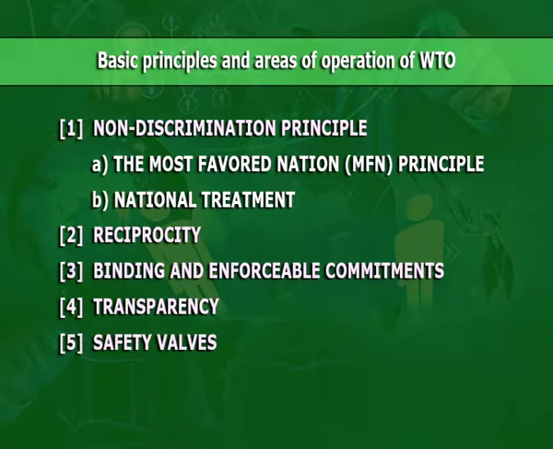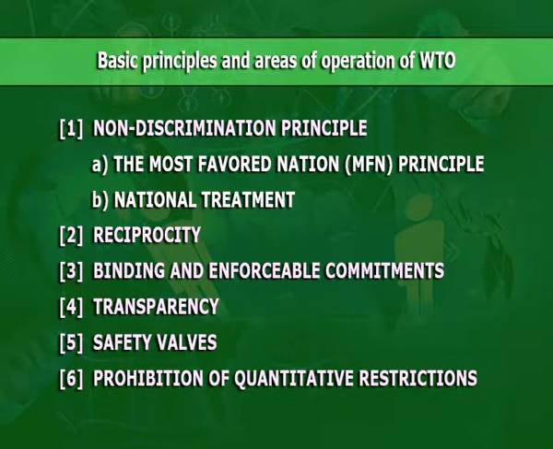Point number 5, safety valves. In specific circumstances, governments are able to restrict trade. The WTO's agreements permit members to take measures to protect not only the environment but also public health, animal health and plant health. Point number 6, prohibition of quantitative restrictions. As a general rule, quantitative restrictions are prohibited under the GATT 1994 agreement. However, in some cases, such as safeguard action, quantitative restrictions can be introduced under strictly defined criteria.